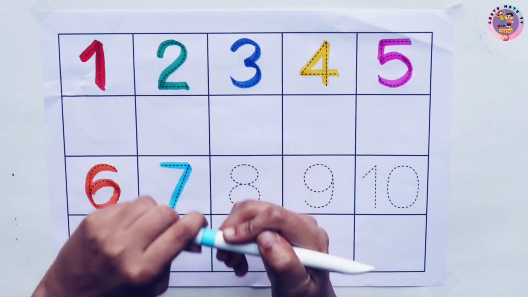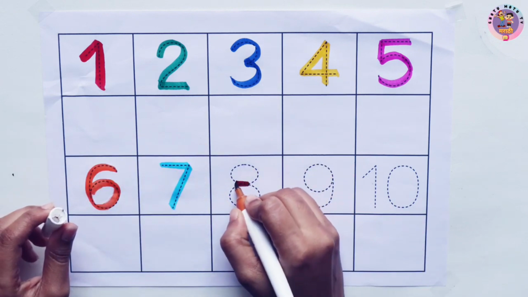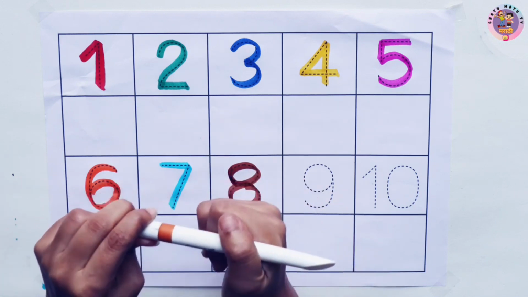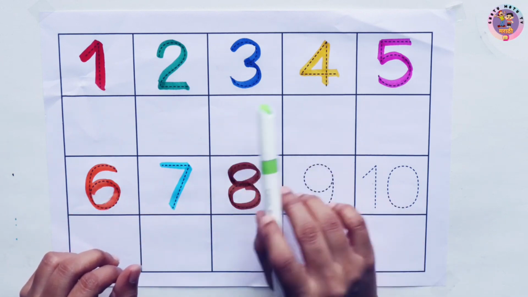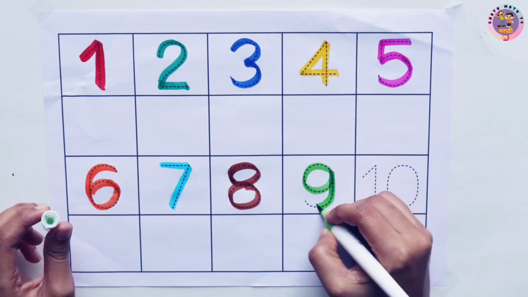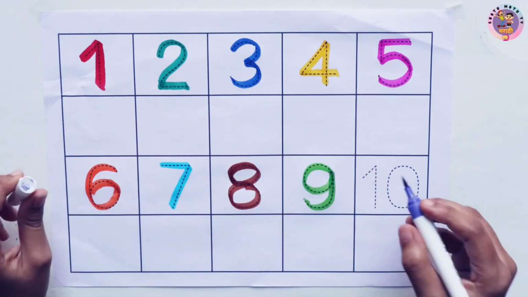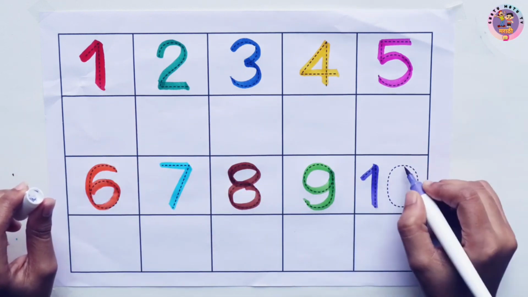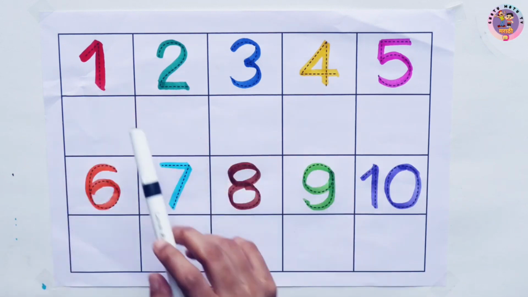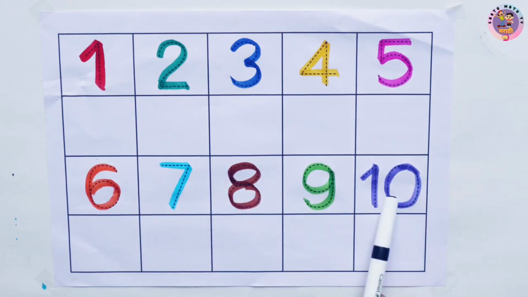Seven. Brown color. Eight. Light green color. Nine. Violet color. 1, 0, 10. 1, 2, 3, 4, 5, 6, 7, 8, 9, 10.